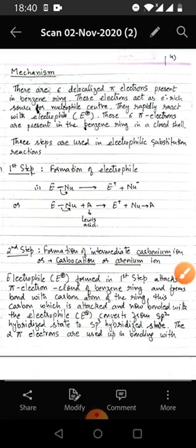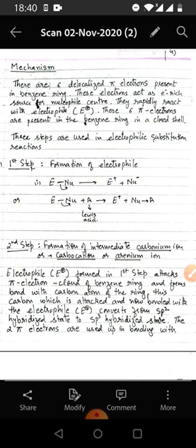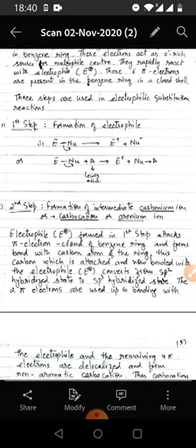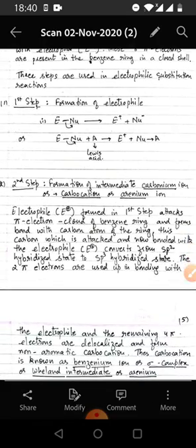Now we come to the mechanism. There are 6 delocalized pi electrons present in the benzene ring. These electrons act as an electron-rich source or nucleophilic center. They rapidly react with an electrophile. These 6 pi electrons are present in the benzene ring in a closed shell. There are 3 steps in an electrophilic substitution reaction.